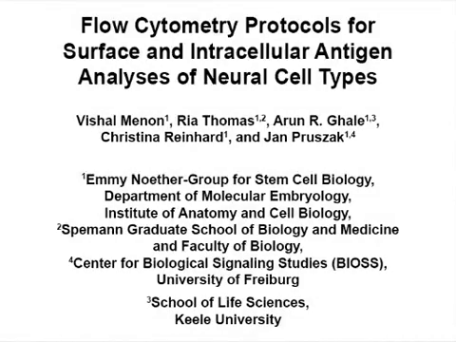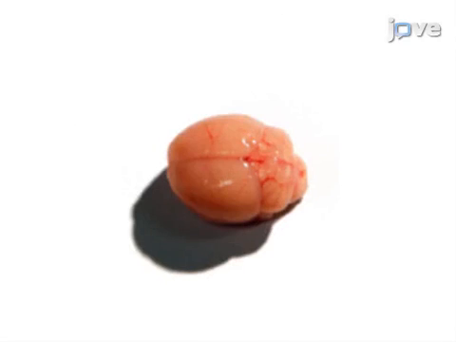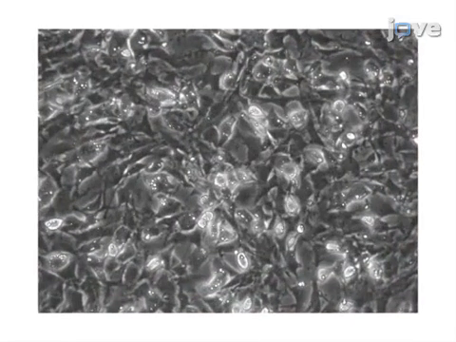The overall goal of this procedure is to analyze the expression of surface and intracellular antigens on neural cells using flow cytometry. This is accomplished by first harvesting neural cells from either in vitro cultures or primary neural tissue.